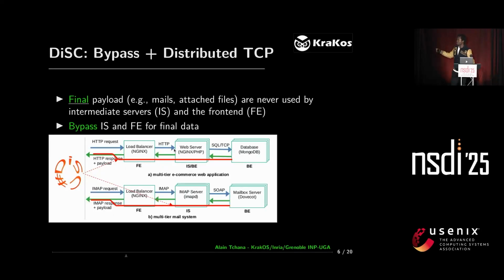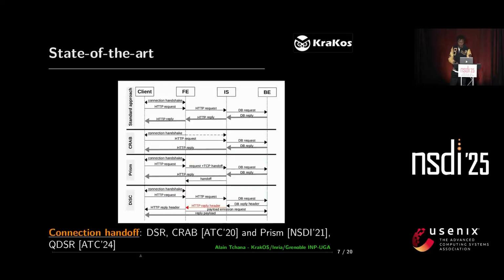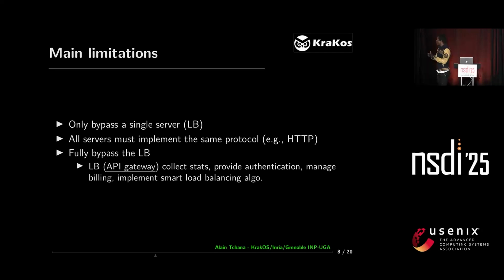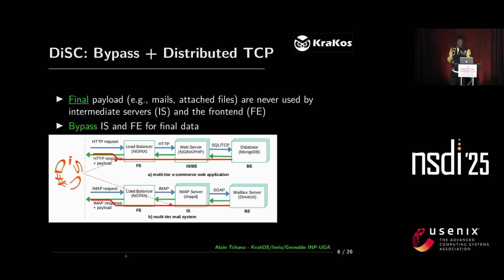We can have n tiers here. In microservice applications, for example, when you look at Alibaba traces, you can have a chain which includes 40 microservices. We want to bypass all of them. This is the first limitation of existing works. The second one is that these solutions require all the tiers to use the same protocol, HTTP. In our case, as you can see in this application, between these two servers they use HTTP, but here it's a different protocol.